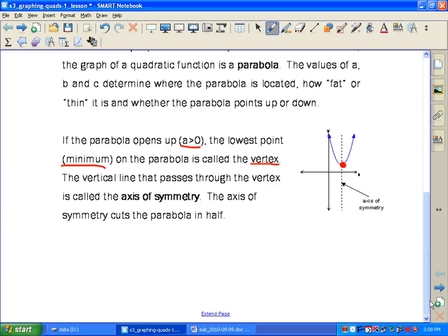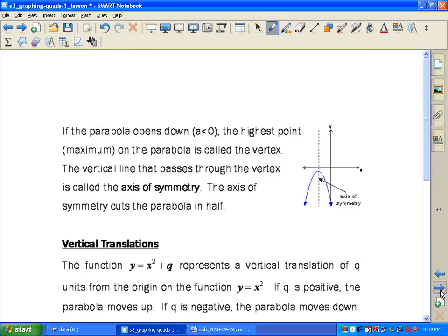The vertical line that passes through the vertex is called the axis of symmetry. So this is the axis of symmetry, and the axis of symmetry cuts a parabola in half. Now, if the parabola points down, and that happens when a is negative, the highest point is what we call the maximum, and still we have that axis of symmetry which cuts the parabola in half.